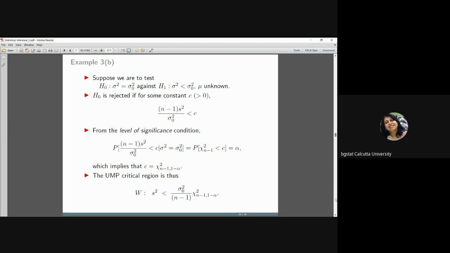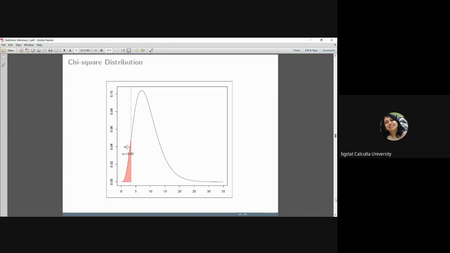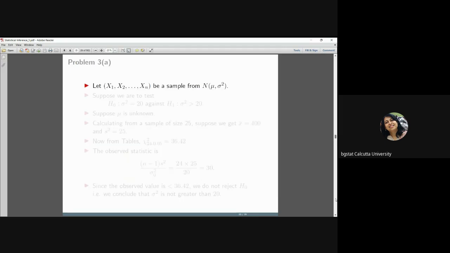So this is my left tail test if I have an alternative of the form sigma squared less than sigma naught squared. So this is the point. If my alpha is 0.05, then I have to look up the correct chi-square distribution for my sample size, and I can calculate this value.